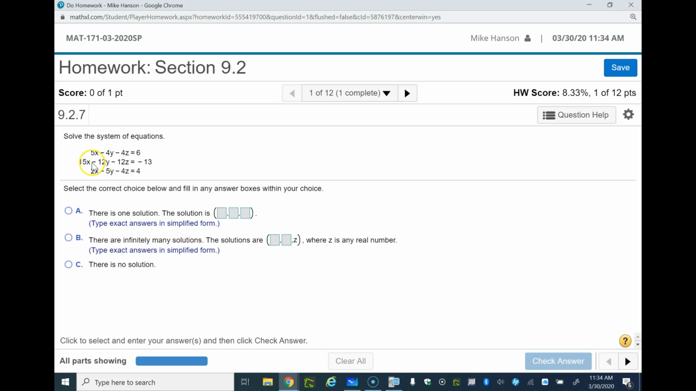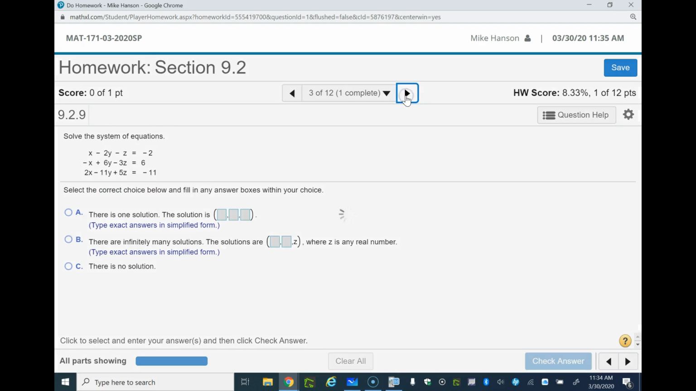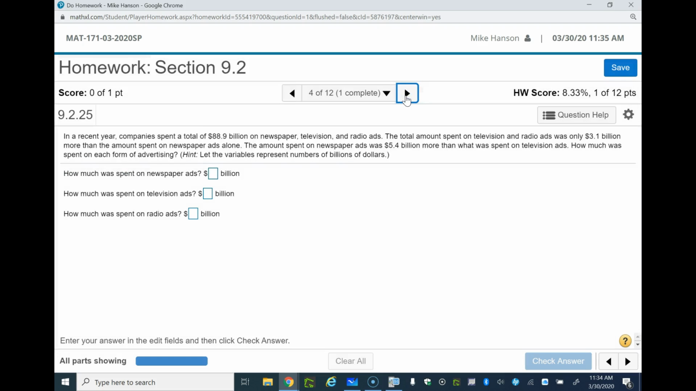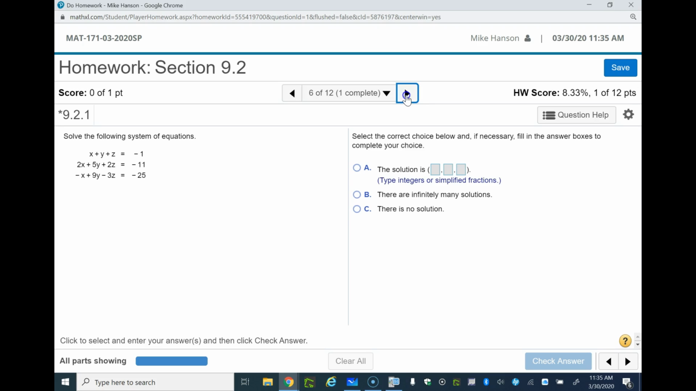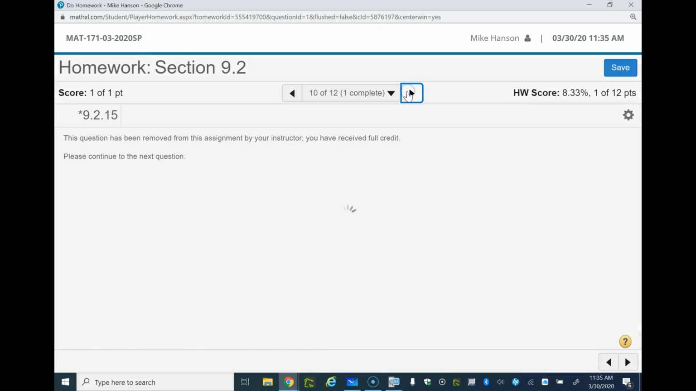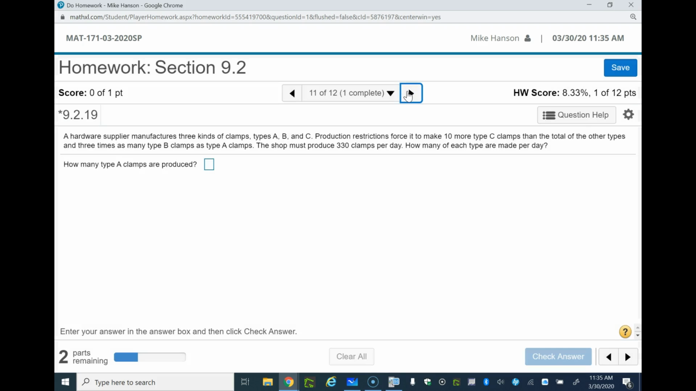So for this number one here, it says solve the system of equations. It doesn't tell you, if this was a question on the test, to do substitution or elimination. You can do any method that you want to. So all these say solve using the following equations. All this stuff here, I'm not requiring any work shown. So that's for 9.2.